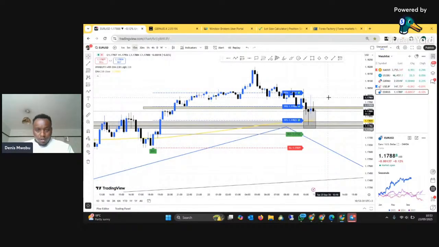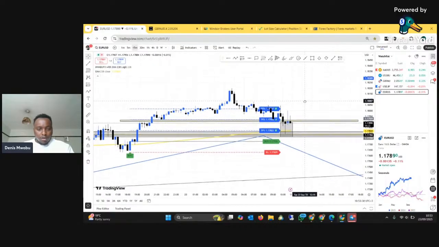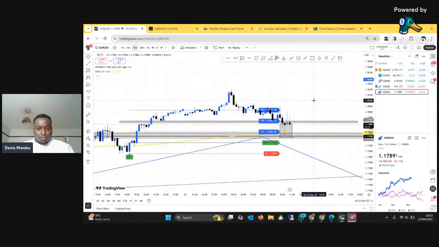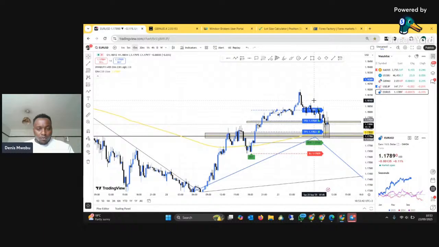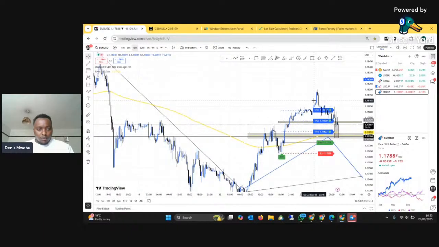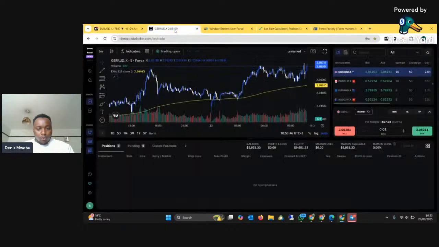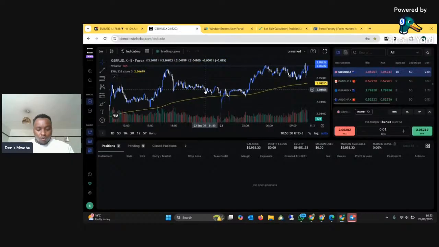USD looks like it does not want to push up, but it's okay. We'll hold it. Just make sure that your stop loss is put correctly on Euro USD.